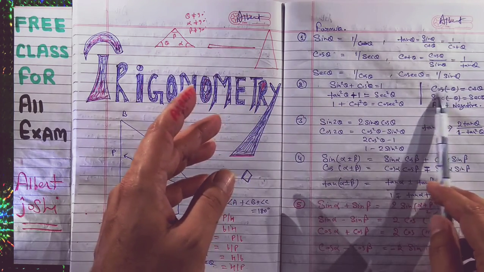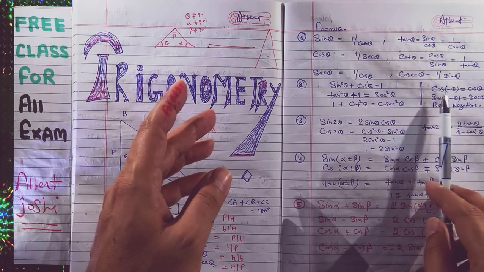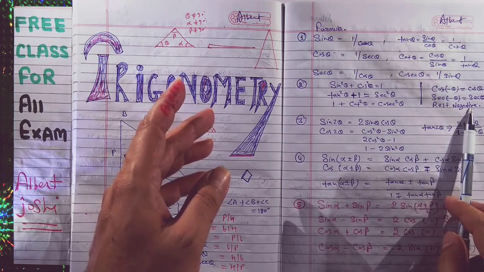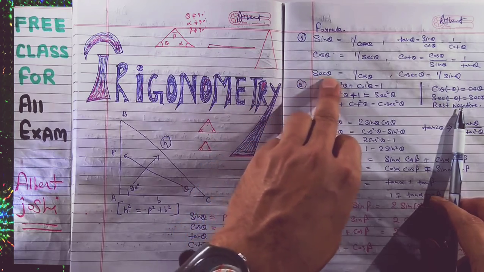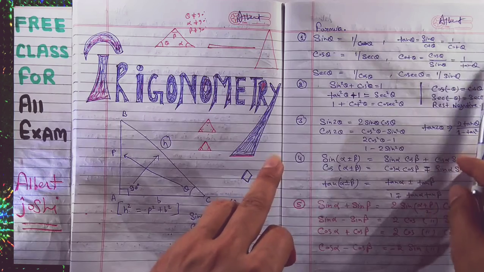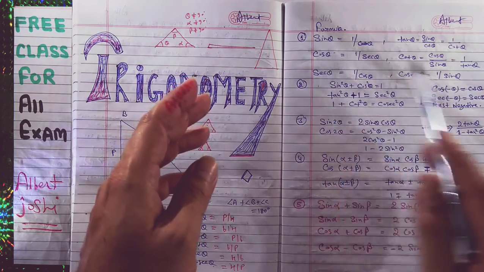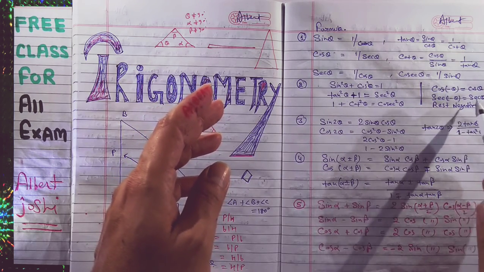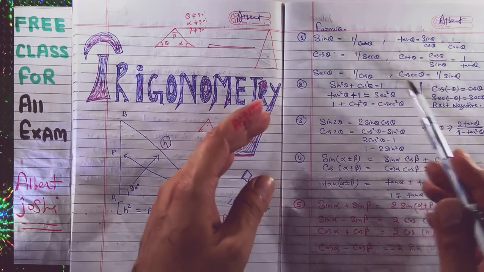Then cos(−θ) = cos θ and sec(−θ) = sec θ, because these two are even functions, and all the others are odd. That means sin(−θ) = −sin θ, cosec(−θ) = −cosec θ, tan(−θ) = −tan θ, and cot(−θ) = −cot θ. These other functions are not even functions, they are odd functions. What even and odd functions are, we have explained in the play with graph.